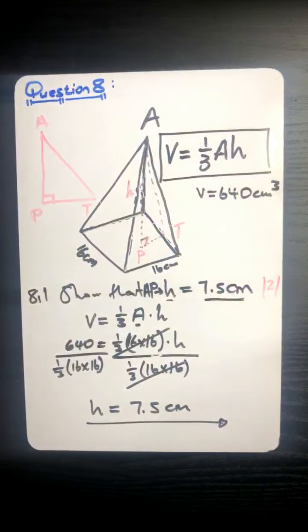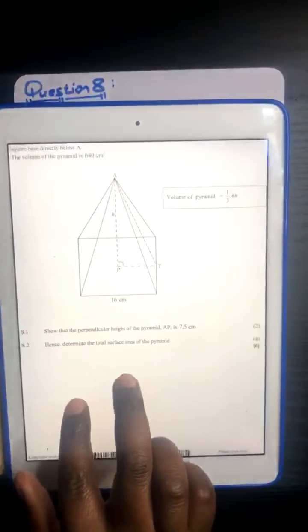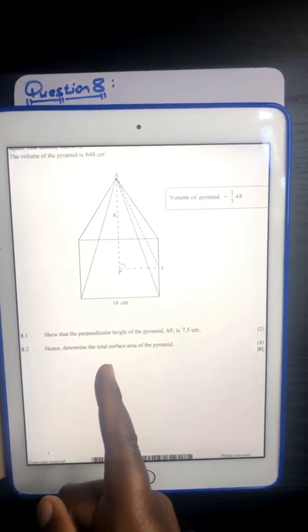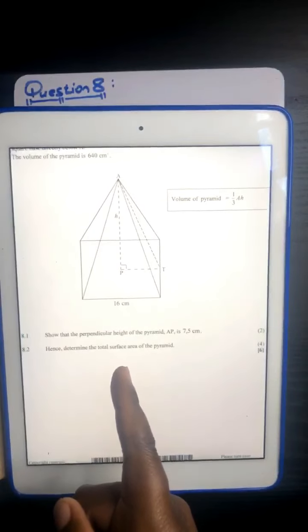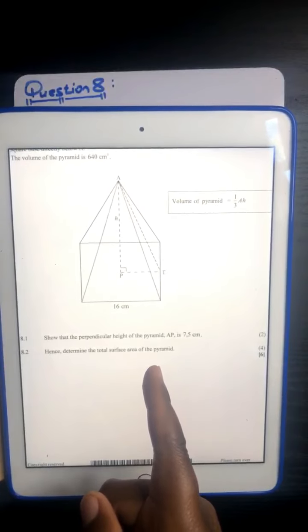Case closed. So now the next question, which is the last question, then we close our lesson for today. Let's see. Hence, determine the total surface area of the pyramid.